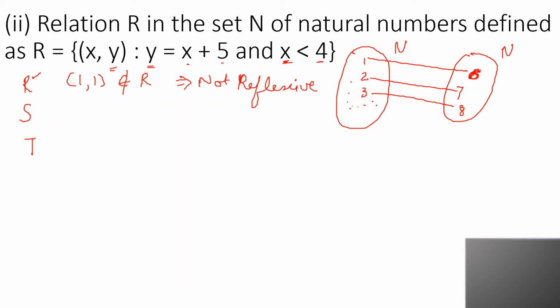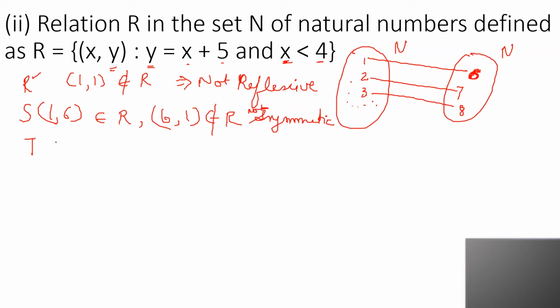Next is, as 1 is related to 6, but 6 is not related to 1. Why? Because 6 is 5 more than 1, but 1 is not 5 more than 6. Therefore, it is not a symmetric relation.